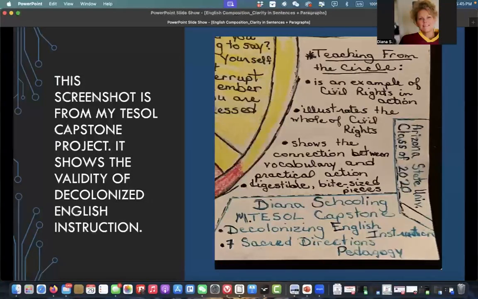Teaching from the circle, using a medicine wheel, illustrates the whole of civil rights. It shows the connection between vocabulary and practical action. It breaks down which of the actions are illuminating foundational wisdom or bring purity and close the circle on a topic. It breaks all of the content that needs to be learned, taught, or processed down into digestible, bite-sized pieces.